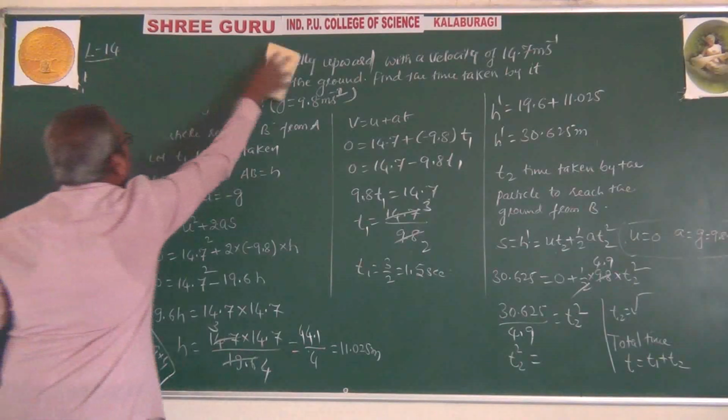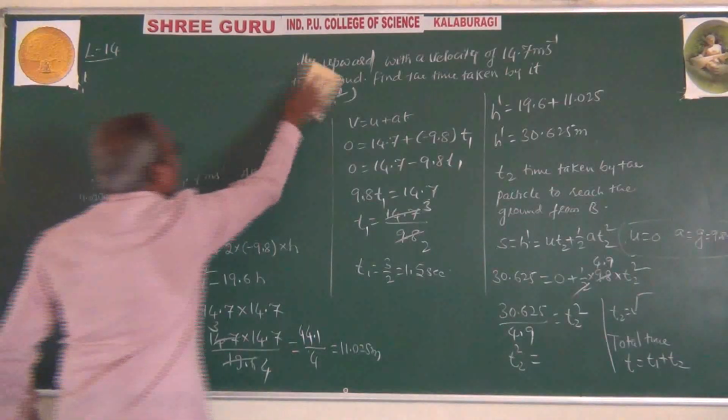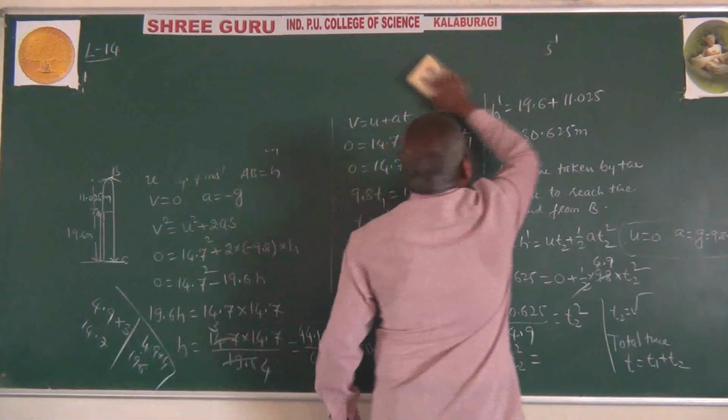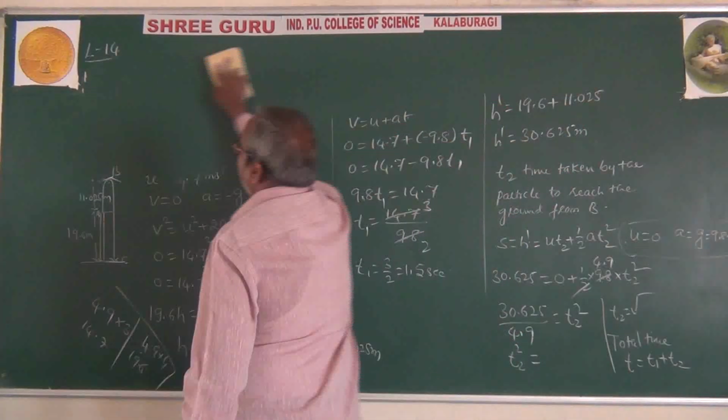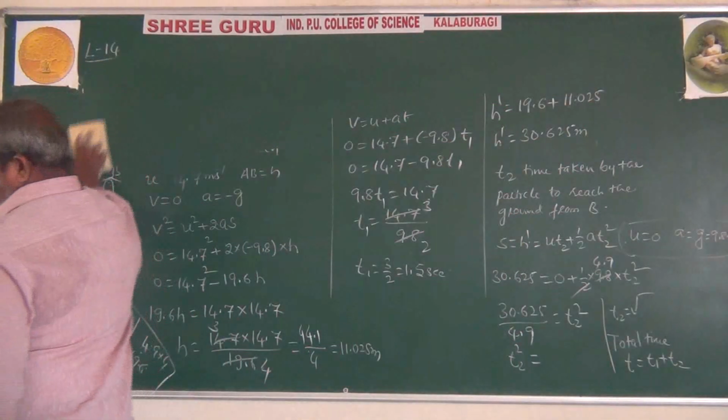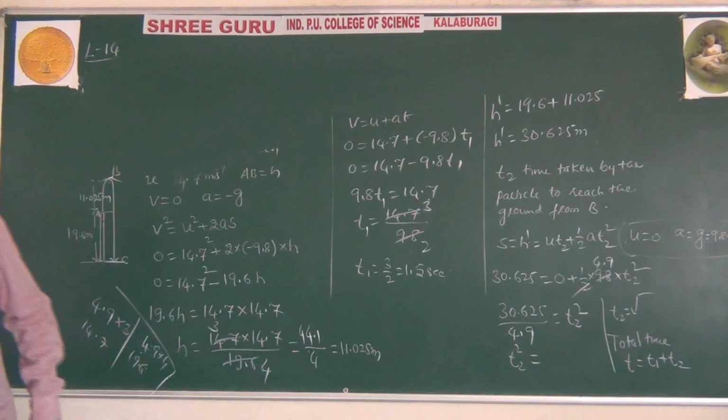That completes the topic, that is, motion of a body along a straight line. Last one more numerical I will give you.